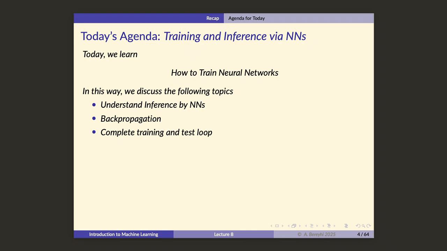And then once we understood these two parts, we are going to complete the training evaluation loop, which basically gives you the idea of how you can use, for instance, PyTorch or TensorFlow or any other platform to implement one neural network and train it based on the data you have.